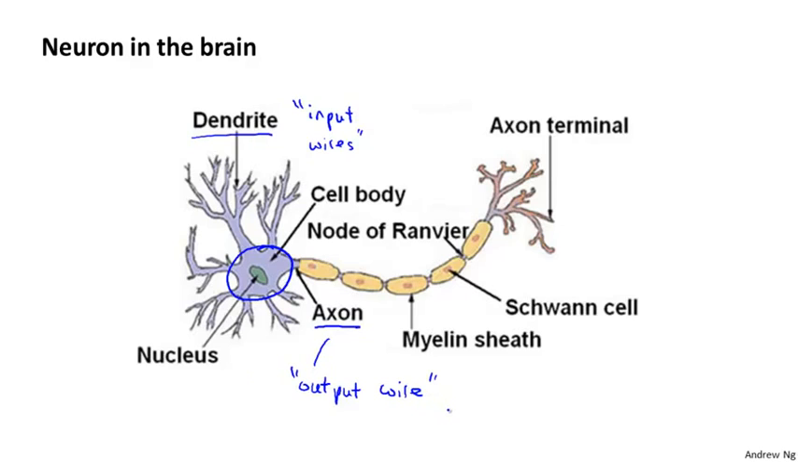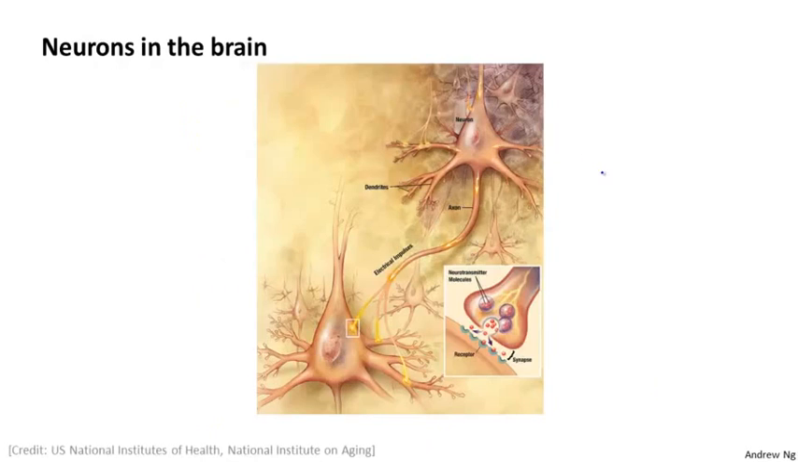So at a simplistic level, a neuron is a computational unit that gets a number of inputs through its input wires, does some computation, and then sends outputs via its axon to other nodes or to other neurons in the brain. Here's an illustration of a group of neurons.